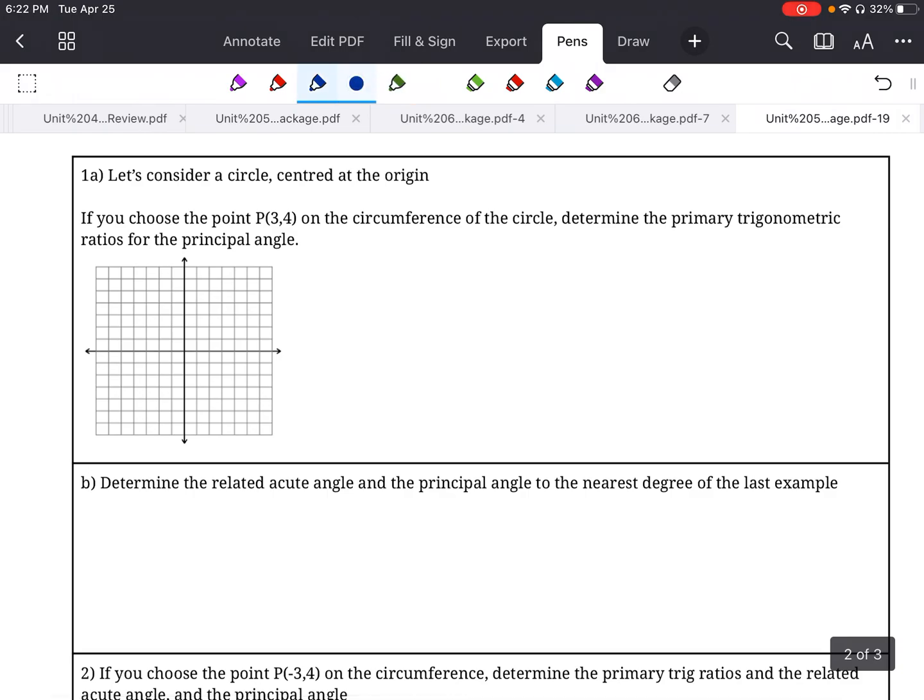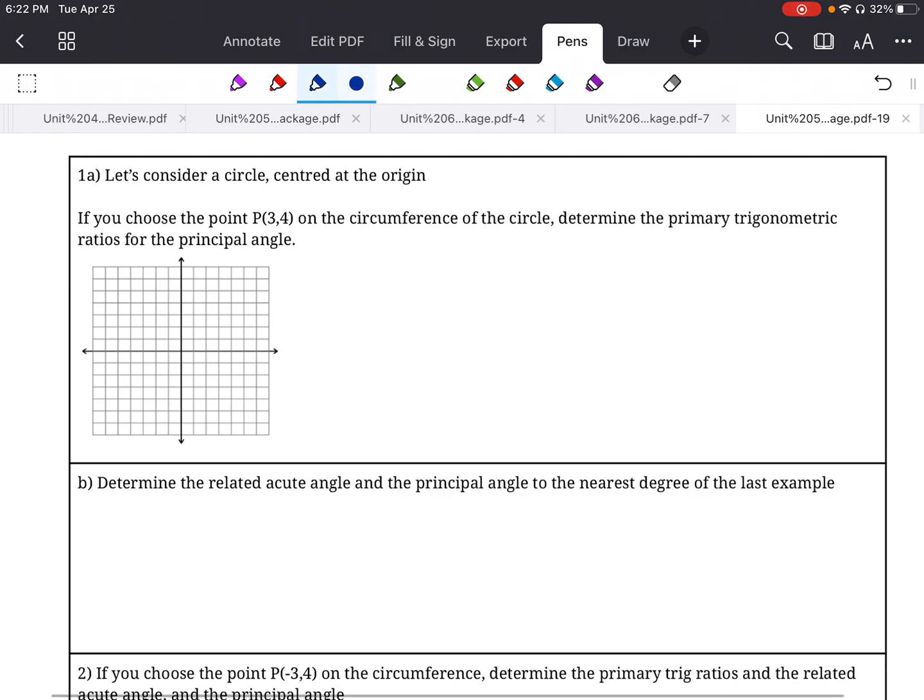Okay, let's consider a circle centered at the origin. If you chose the point (3, 4) on the circumference of the circle, so imagine there's a circle, it'll go around like this, and we have this point that's on the circumference of the circle. We can determine the primary trigonometric ratios for the principal angle.